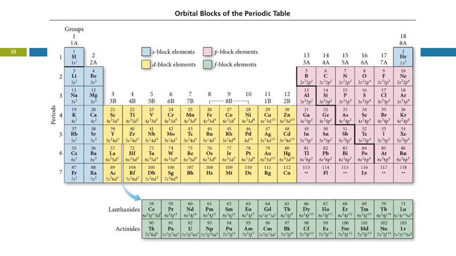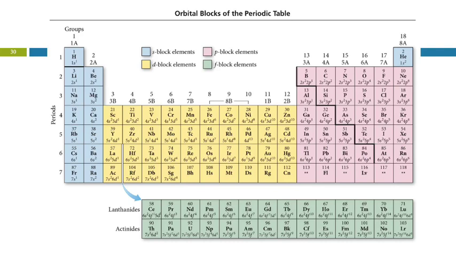So here we have a periodic table where the different sections are color-coded for the different sublevels that are being occupied. So the blue over here, we call these the S-block elements. These are filling up an S room, an S orbital that can hold 2 electrons. There are 2 columns here.